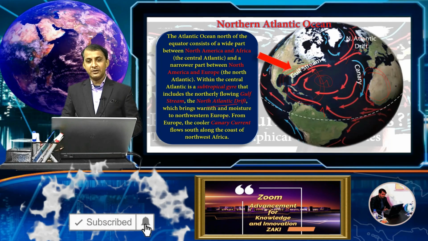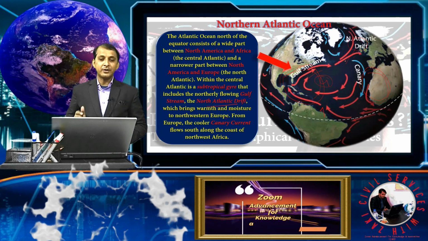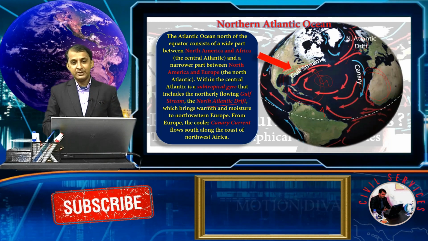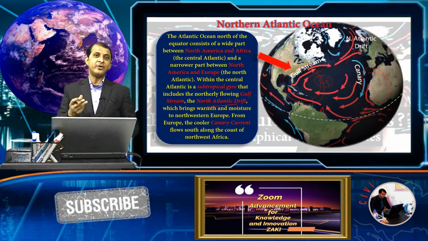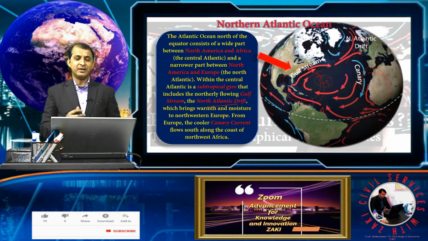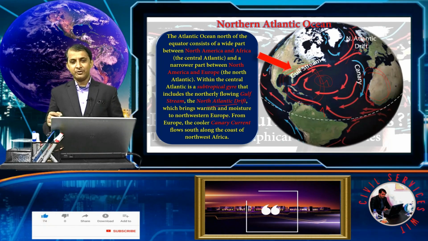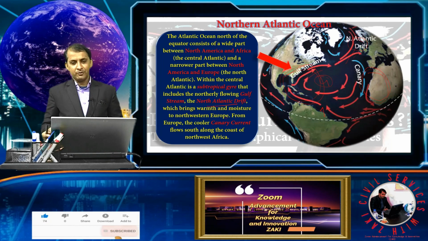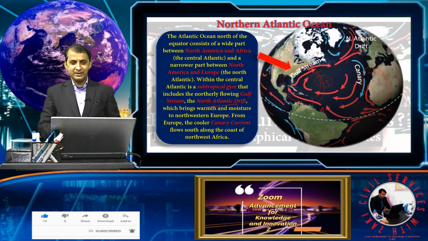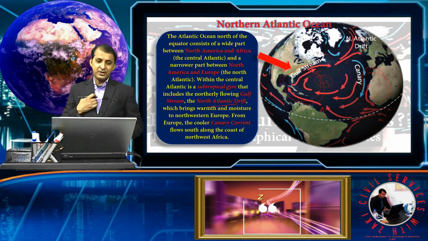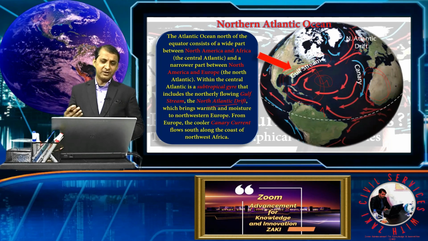So the North Atlantic Drift provides warm water to this area, basically Western Europe, and due to this current, the weather of this area is very pleasant, like in the UK and other parts of Western Europe, and not so harsh like this area. So this is a very significant current from the weather point of view in Europe.